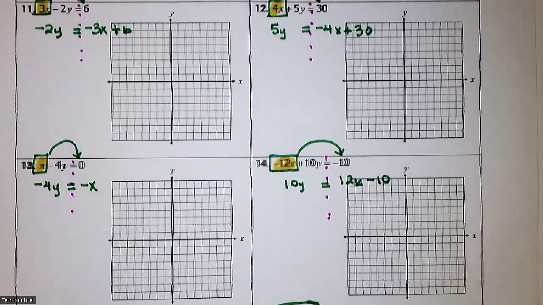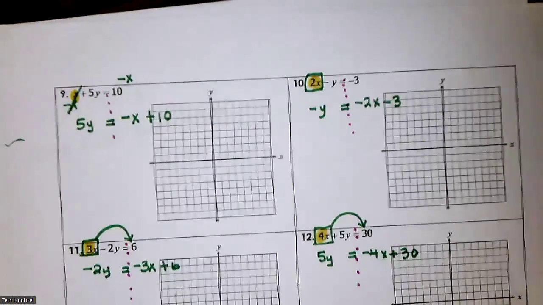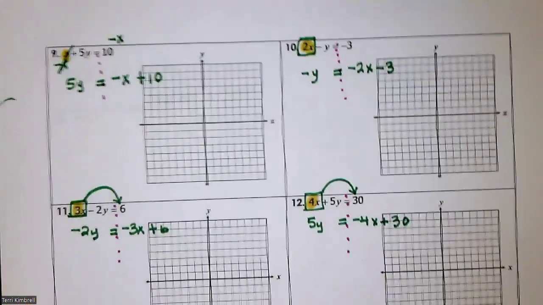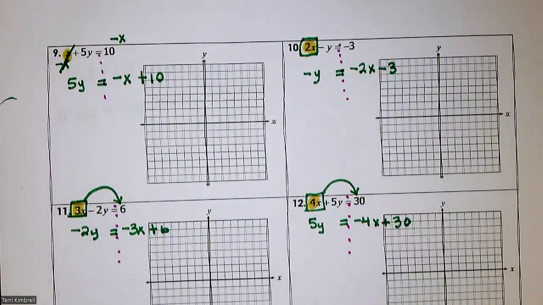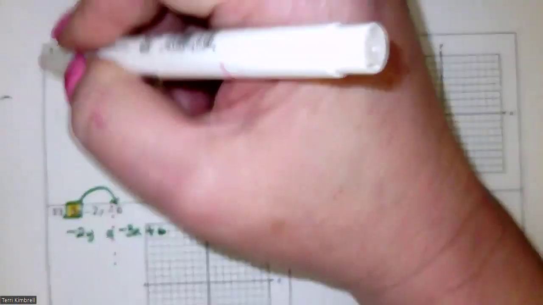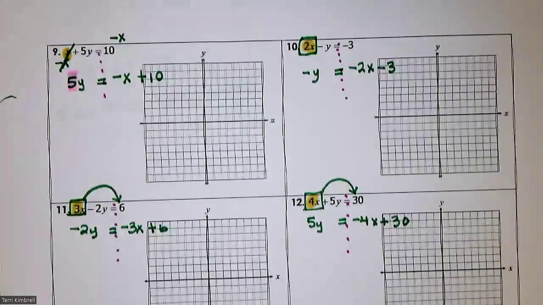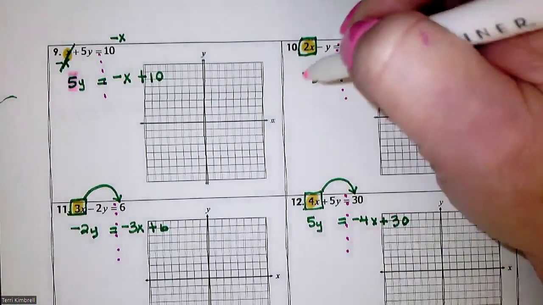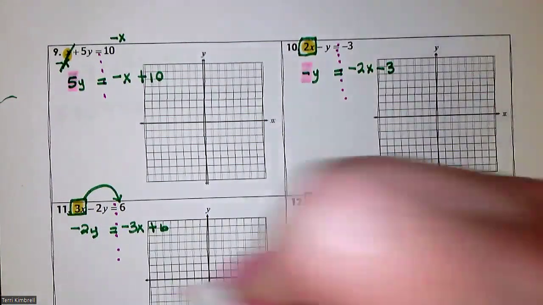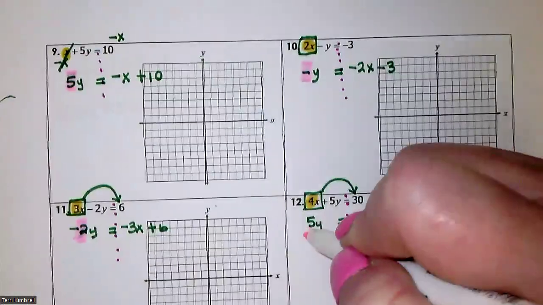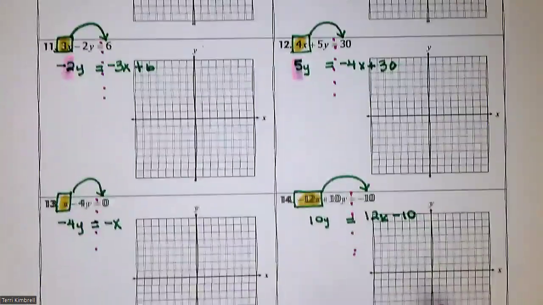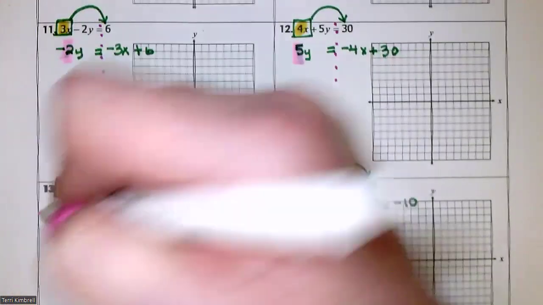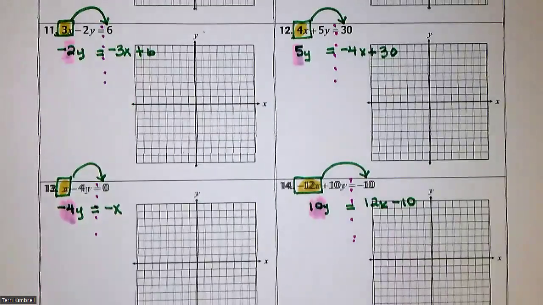Okay, the last step is divide by the number in front of the y. So what are we going to divide by? We're going to divide by the number in front of the y. So if you'll go through and highlight every coefficient you see in front of your y.